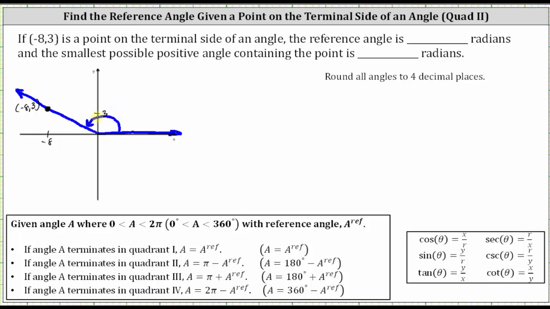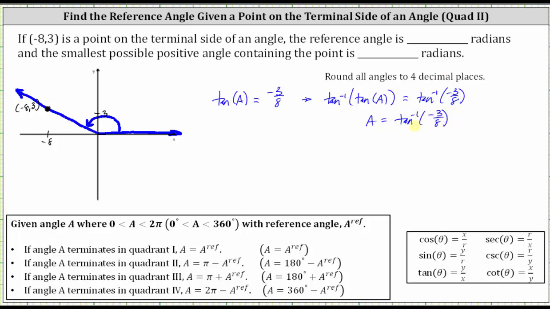We know on the coordinate plane that tangent theta is equal to y divided by x. So if we call the angle that we want angle A, we know tangent A is equal to y divided by x, which is 3 divided by negative 8, or negative 3/8. And now to solve the equation for angle A, we would take the inverse tangent of both sides of the equation. Simplifying on the left, inverse tangent of tangent A is equal to A. We have A is equal to inverse tangent of negative 3/8.